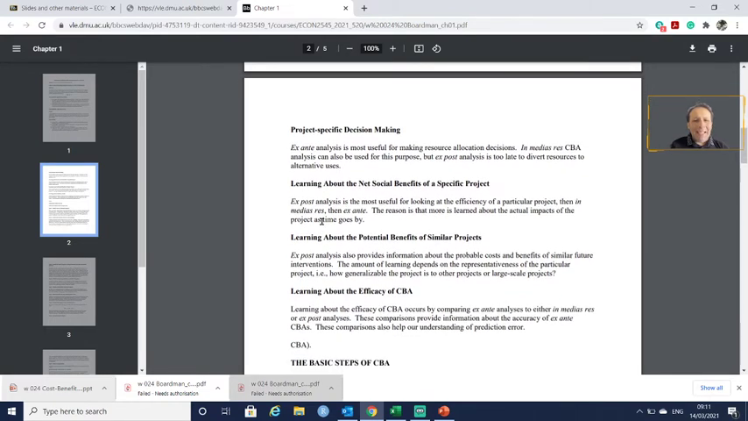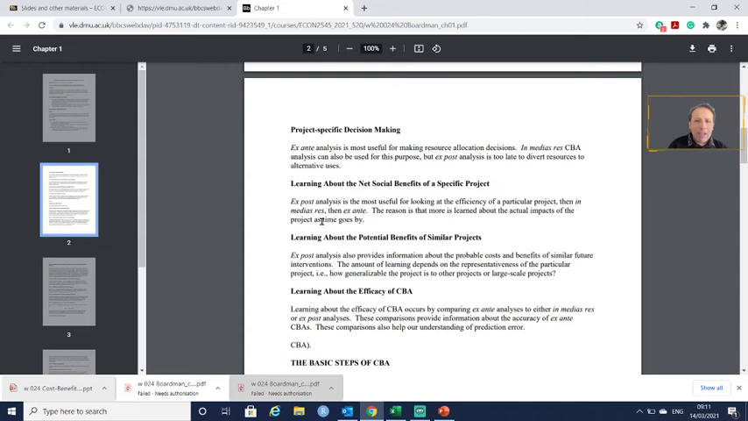So ex ante analysis is most useful for making resource allocation decisions. For instance, if you want to build a bridge and you want to make resource allocation decisions, ex ante is going to be more useful. In medias res CBA analysis can also be used for this purpose. If you are building a dam, for instance, you will be able to carry on conducting a CBA analysis in the different parts of the project.